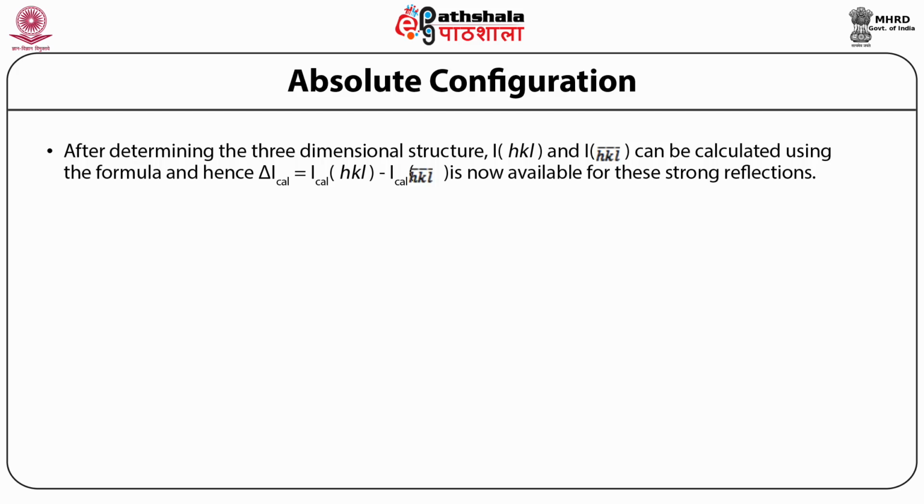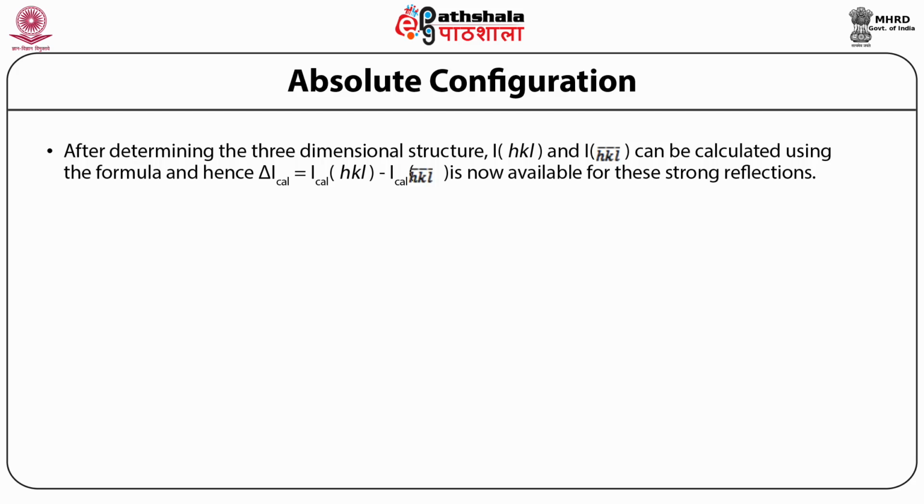AHKL equals summation over little j equal to 1 to n of Fj cos 2 pi times (Hxj plus Kyj plus Lzj), and BHKL is summation over little j equal to 1 to capital N of Fj sin 2 pi times (Hxj plus Kyj plus Lzj), and by taking squares and adding, that is AHKL square plus BHKL square, will give you the structure factor known as mod FHKL square calculated, because this is obtained from the calculated positions. So now this structure factor can be calculated not only for the HKL reflection but also for the H bar, K bar, L bar reflection from the known positions.